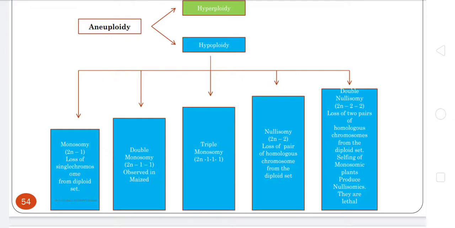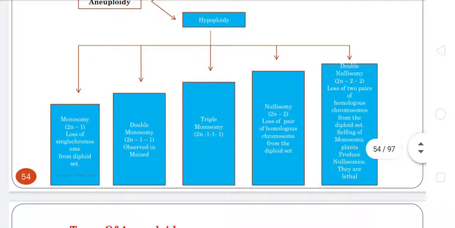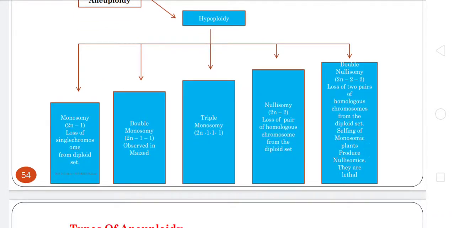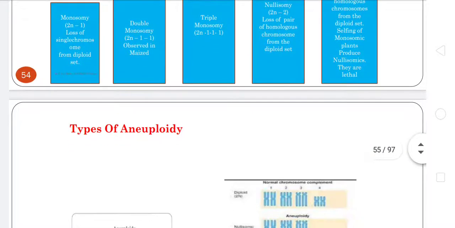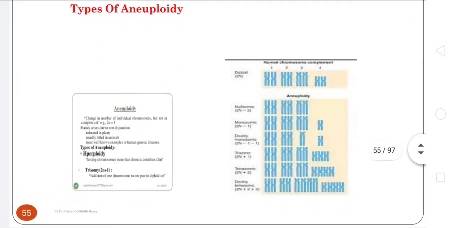And such type of nullisomy, when we self the monosomy plants, produces nullisomy that leads to the death of the organism. So we call it lethal. As a result of double nullisomy, the plants go to death, which is called lethal in nature. And again we are going to recall the types of aneuploidy.